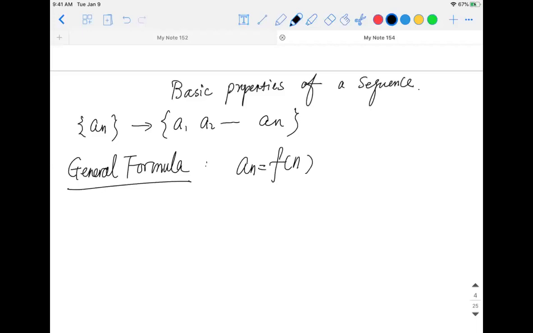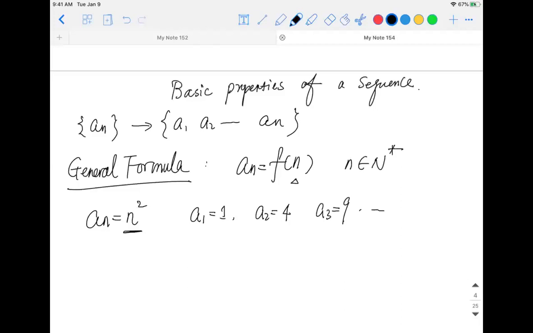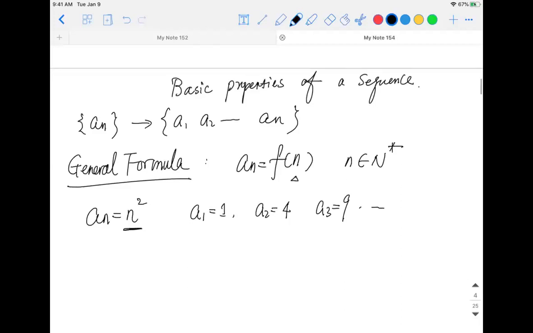An can be written as a function of n, where n is a positive integer. I'll give you an example. Let's say an equals n squared. That means a1 will be 1, a2 will be 4, a3 will be 9, and so on and so forth, right? So the general formula gives you a way to denote a sequence as long as you know the n value. I think we should be quite familiar with this basic information.